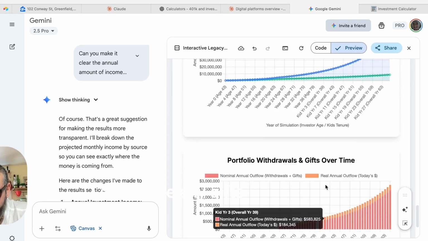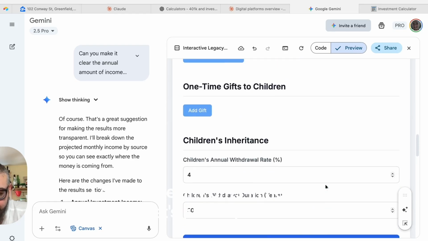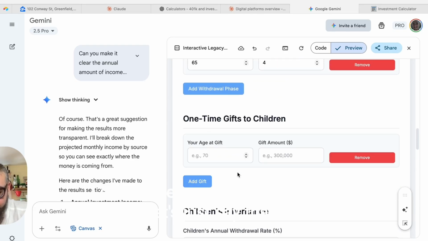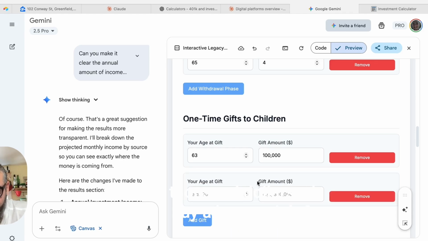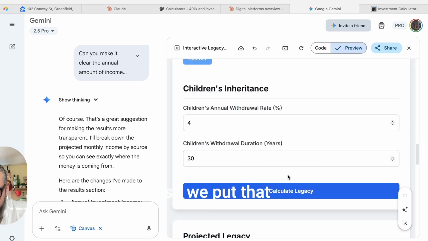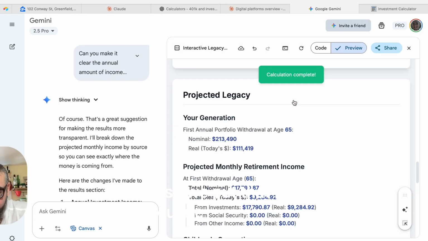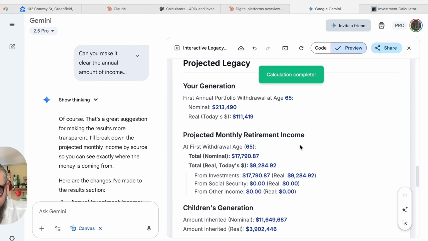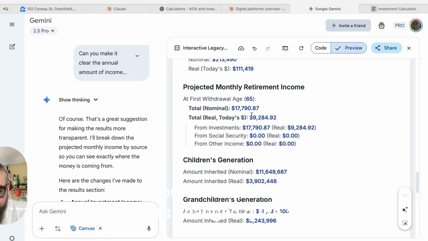I don't have any gifts in here right now, but let's just say that age at gift. So let's just say that I'm 43 right now. My kid's 15. So let's just say at 63, for example, I wanted to give my kid $100,000 to help buy a house, right? So we put that in, calculate the legacy. You can see that the numbers changed quite a bit.